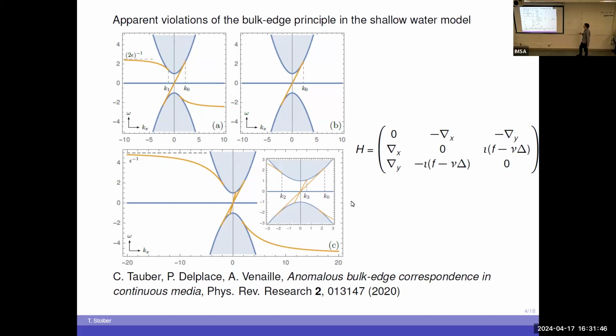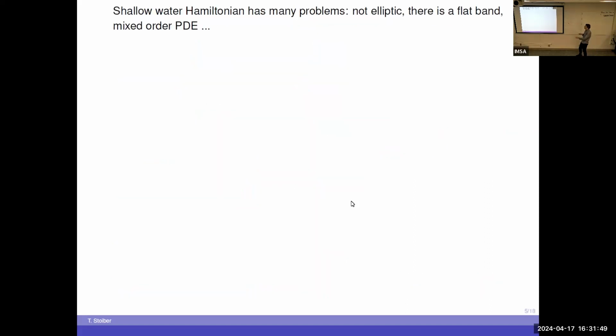Okay. So the problem is this Hamiltonian actually has many problems. Analytically, it's super ugly. I mean, it's not an elliptic operator. It has this flat band, and it's a mixed order PDE, which is bad. So you have 3 equations, but when you go to self-adjoint boundary conditions, you can actually only impose 2 conditions. So one of the vector components is unrestrained at the boundary, no matter what you do. So there are all sorts of things that could go wrong here with this model. So it's not clear what exactly causes the bulk edge correspondence to be violated.